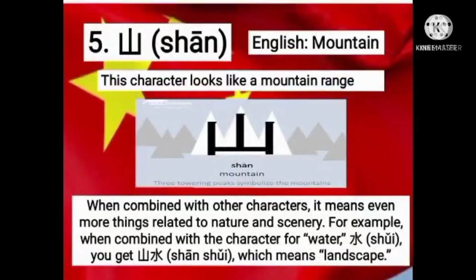Number 5 is Shan, in English mountain. This character looks like a mountain range. 3 towering peaks symbolize the mountains. And combined with other characters, it means even more things related to nature and scenery. For example, when combined with the character for water, Shui, you get Shan Shui, which means landscape.